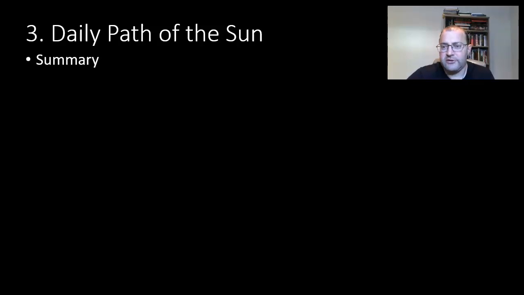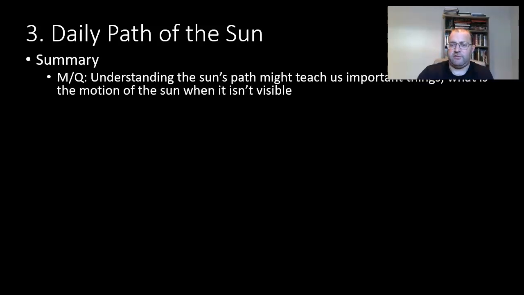Okay, so moving on to the third, the daily path of the sun. All right. So first of all, the motivation and the question. Just again boiling it down, it's more complicated than this in the lecture, but understanding the sun's path might teach us important things. So what exactly is the sun doing, in particular when we can't see it? It's kind of clear what it does when we can see it. It rises in the east, sets in the west, roughly.